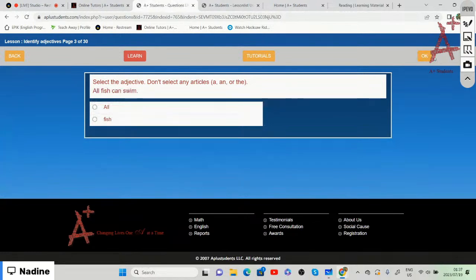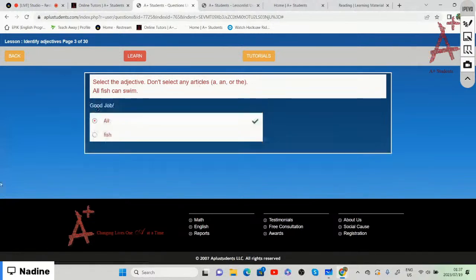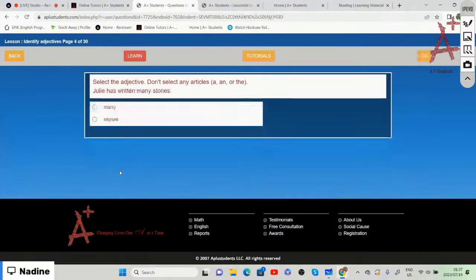All fish can swim. We need to select the adjective, whether it be all or fish. We need to choose the correct answer, the adjective that either tells us how many or what kind. If we were to select the adjective, we can say all, and all tells us how many fish swim.